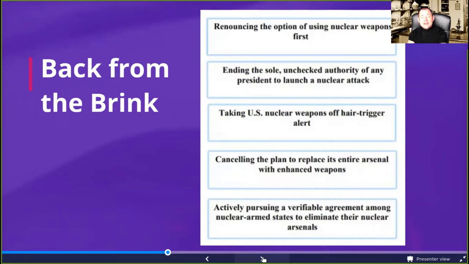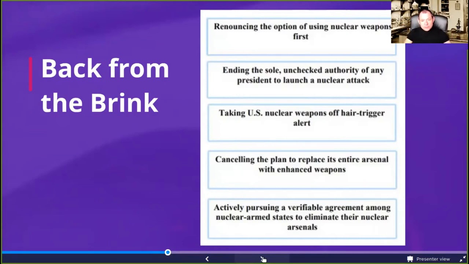Cancelling the plan to replace the entire nuclear arsenal with enhanced weapons. The US is not right now reducing its number of nuclear weapons, and it's supposed to. The Nuclear Non-Proliferation Treaty was made quite a while ago, and the idea was new countries would not develop nuclear weapons on the proviso that the countries that currently have nuclear weapons would reduce the size of the arsenals. And they were for a while.